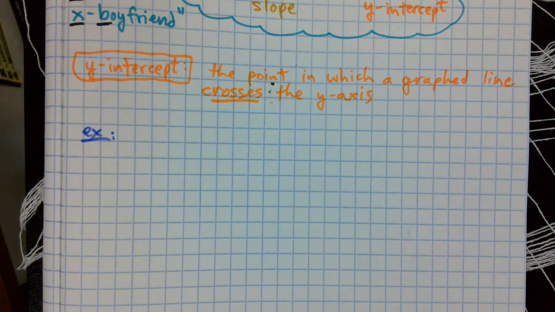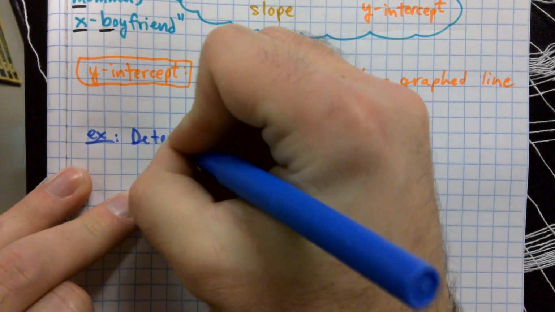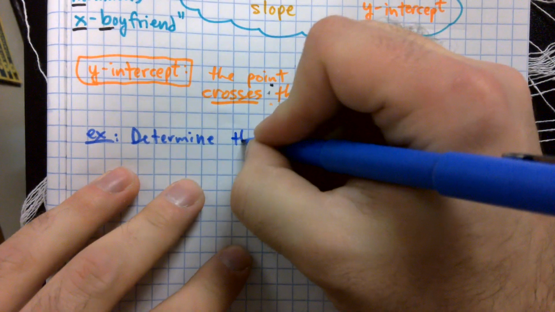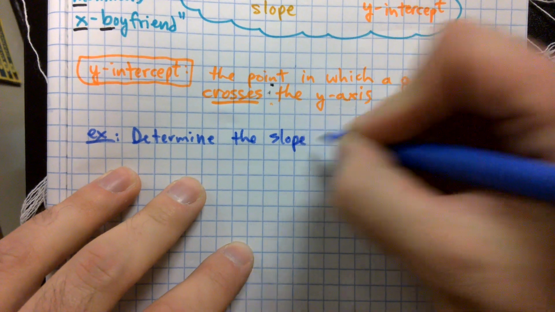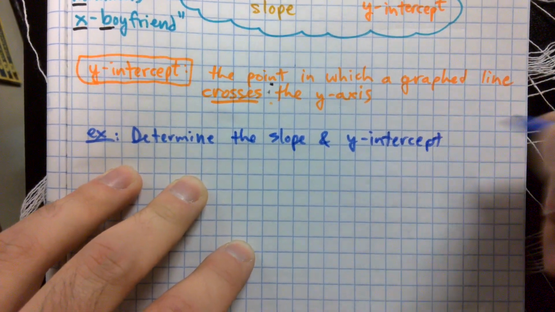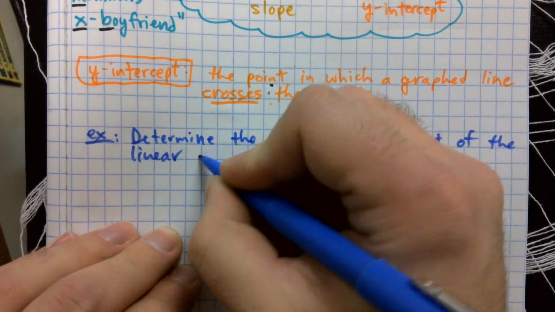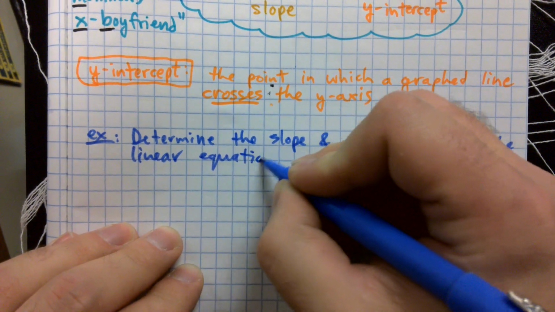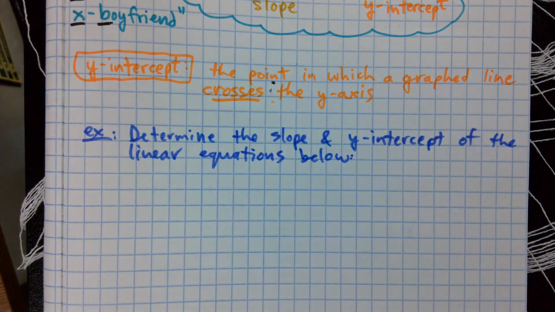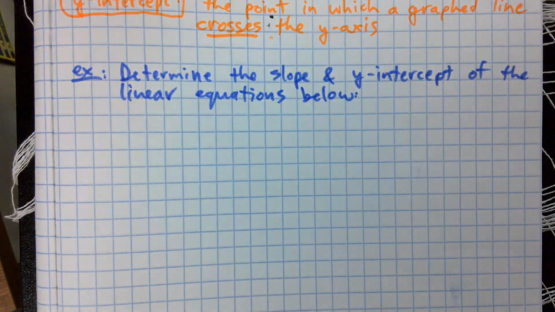For example, we're going to determine the slope and y-intercept of the linear equations below. And this is what worksheet 16, our homework, should say classwork. We're definitely going to be able to finish it before we leave today. This is what our classwork is going to look like here.